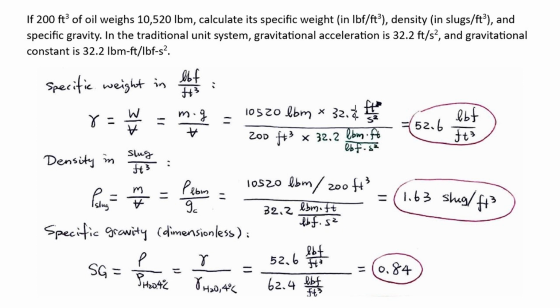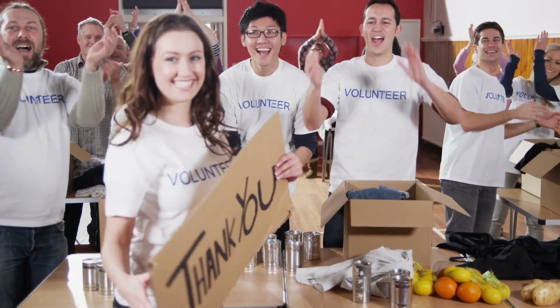For specific gravity, the standard or reference material for liquids and solids is always water at 4 degrees Celsius. In this problem, we have calculated the specific weight of the oil as 52.6 pound force per cubic foot, and we know that the specific weight of water at 4 degrees Celsius is 62.4 pound force per cubic foot. Therefore, the specific gravity Sg equals their ratio, that is, 0.84.